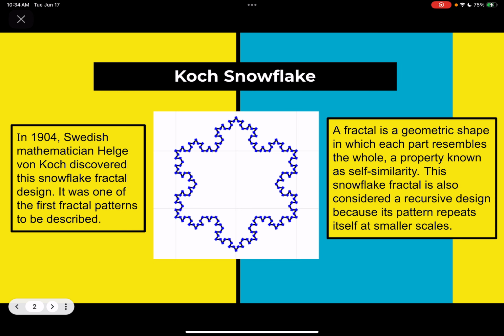In 1904, Swedish mathematician Helge von Koch discovered this snowflake fractal design. It was one of the first fractal patterns to be described. A fractal is a geometric shape in which each part resembles the whole, a property known as self-similarity. This snowflake fractal is also considered a recursive design because its pattern repeats itself at smaller scales. The Koch Snowflake shown in this slide is a level 3 Koch Snowflake.